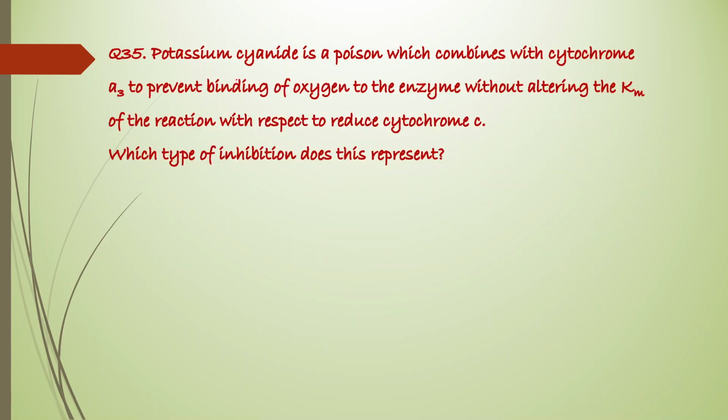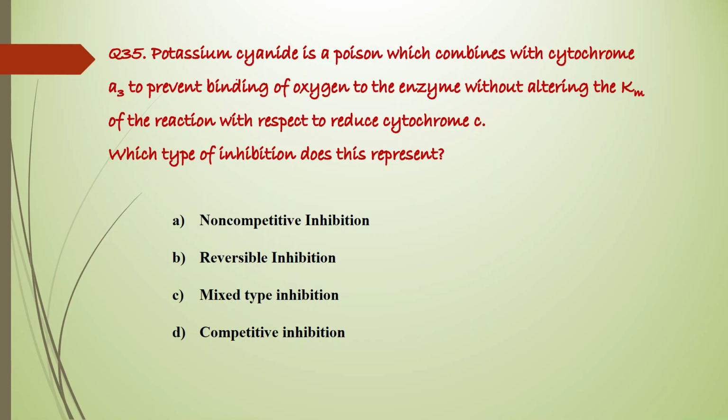Okay, there are other questions. Okay, let us see what this question is saying. It is stating, potassium cyanide is a poison which combines with cytochrome A3 to prevent binding of oxygen to the enzyme without altering the Km of the reaction with respect to reduced cytochrome C. Which type of inhibition does this represent? So the very important point here is the Km is not being altered.